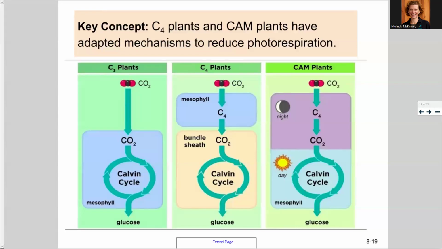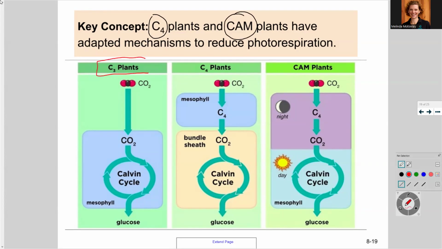Bio 181 video for chapter 8 is on C4 plants and CAM plants. So C4 and CAM are two alternative pathways from the traditional photosynthetic pathway, which is called C3.